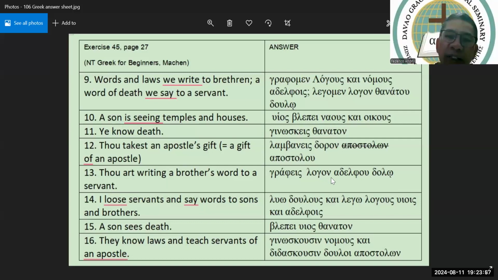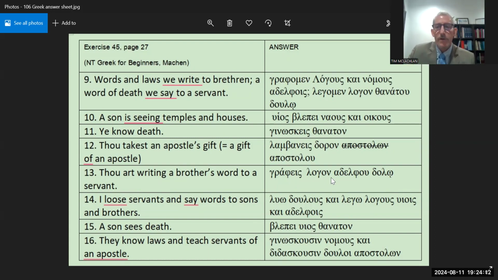Thank you, Pastor Tim. I now understand the word here, why we write logon. Is it because this is the third person? No, logon is the noun. So what this is saying is that it's in the accusative case.